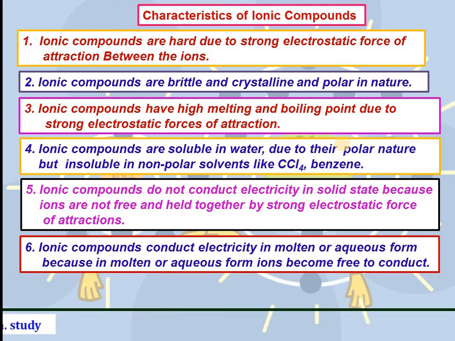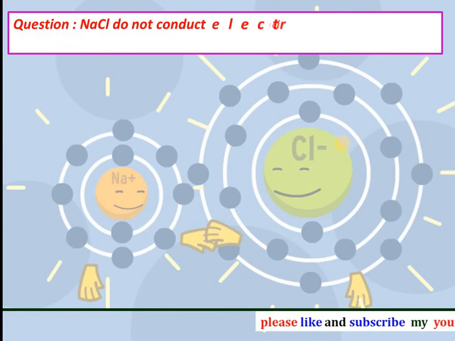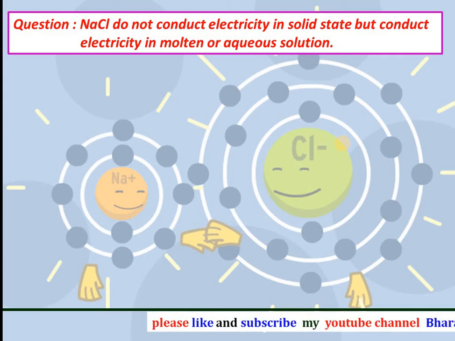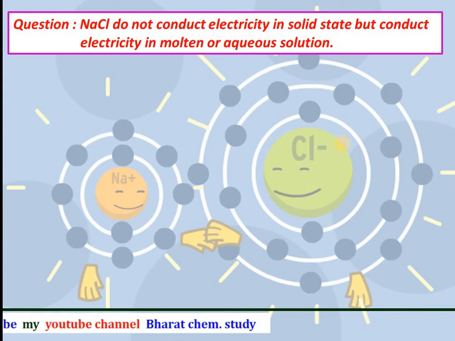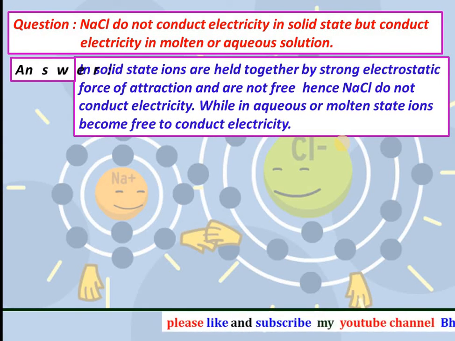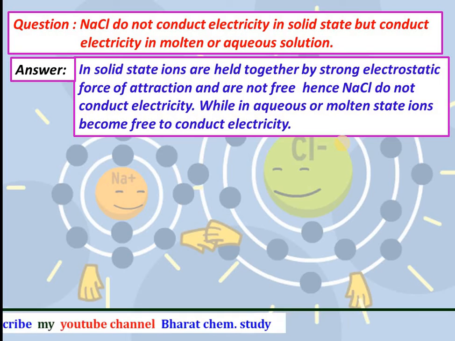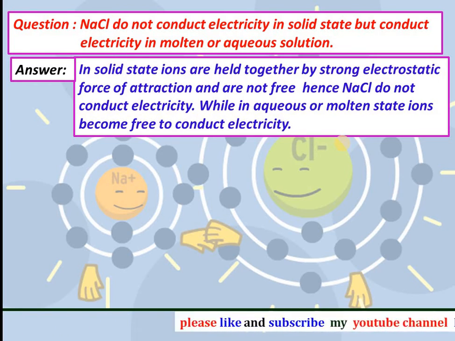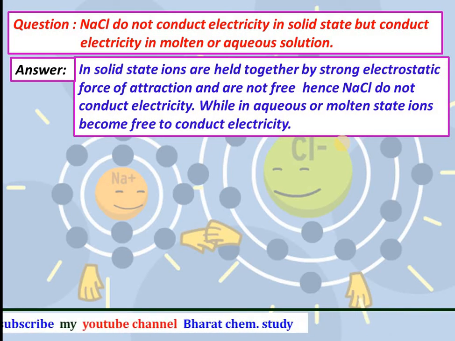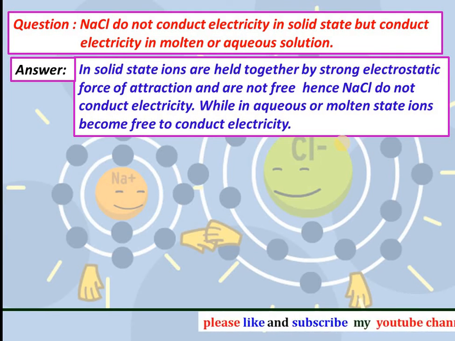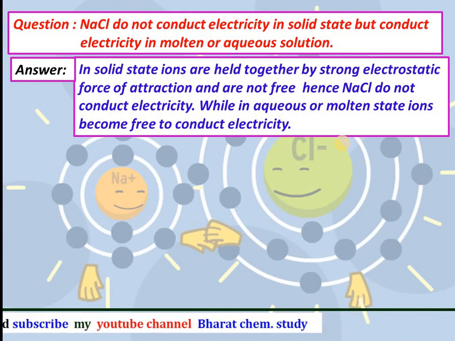So these 5th and 6th points are also very important. One question coming from these points is why NaCl does not conduct electricity. Instead of NaCl, sometimes the examiner may say ionic compounds. So NaCl is also an ionic compound, which does not conduct electricity in solid state but conducts electricity in molten or aqueous form. Why? The answer is that in solid state ions are held together by strong electrostatic force of attraction and are not free. Hence NaCl does not conduct electricity in solid state, while in aqueous or molten state ions become free to conduct electricity. That's why NaCl or ionic compounds conduct electricity in molten or aqueous form.